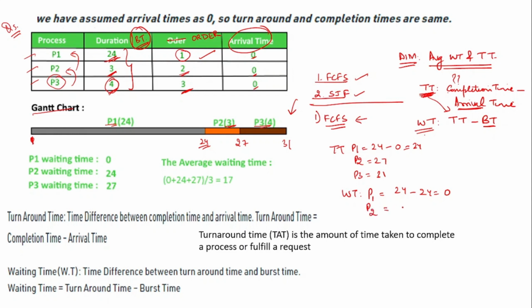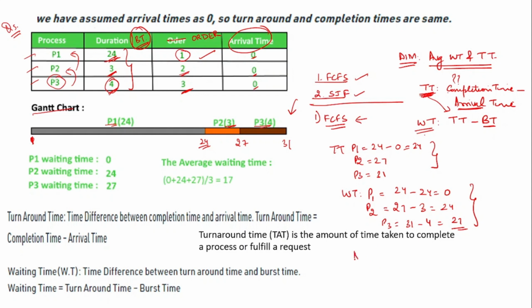P2's waiting time is its turnaround time, which is 27, minus its burst time, that is 3, which makes 24. And for P3, the turnaround time is 31 minus its burst time. The burst time, you see here, is 4, so 31 minus 4 gives 27. Okay, so these are the waiting time and the turnaround time of all the processes.